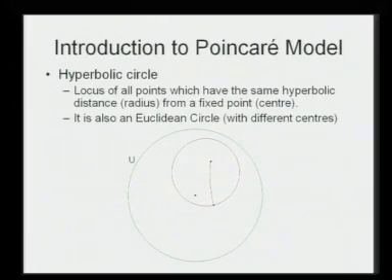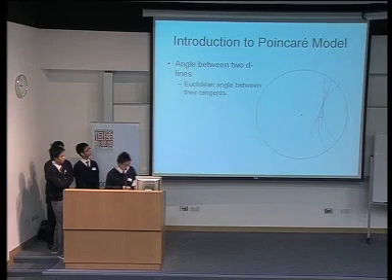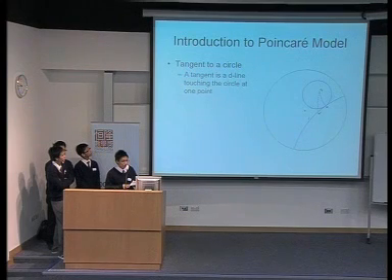And then what is the circle in this model? It is called hyperbolic circle. Actually, it has the same definition as a Euclidean circle, but the center is shifted outward owing to its hyperbolic radius. And then what is the angle between 2 D lines? It is just a Euclidean angle between their tangents. And then what is a tangent to a circle? It is a D line touching the circle at one point.